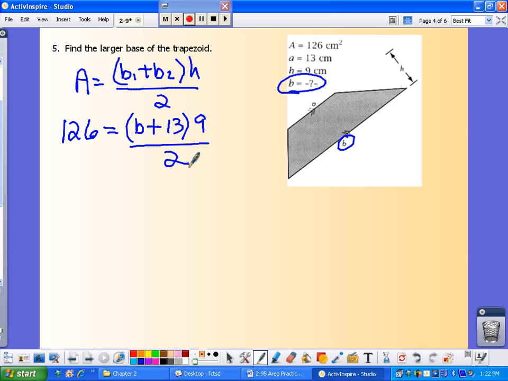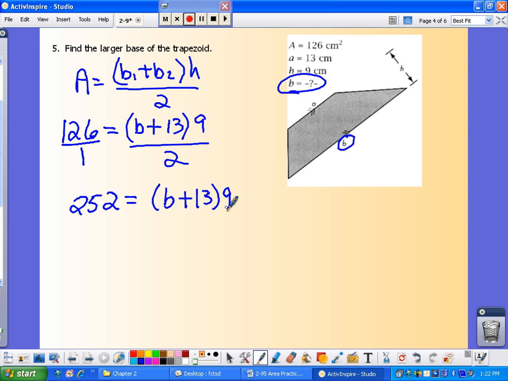So how do you want to attack this? Maybe we could cross multiply if we had a fraction equal to a fraction. So let's go ahead and do it that way. Cross multiplying, I get 2 times 126, 252 equals 1 times all that. So B plus 13 times 9.